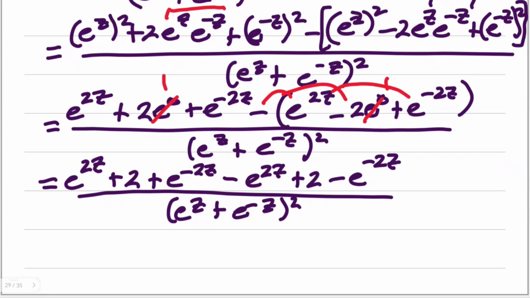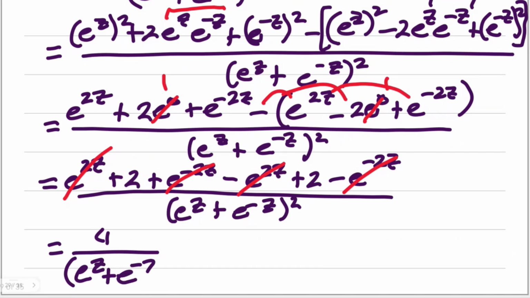This time, let's try to look at the terms of the numerator. We have here the positive e to the power of 2z and the negative of that. So basically, that's actually 0. Here, and the opposite of that as well. So you will have also 0. So we will have 2 plus 2. Okay? So you will have here 4 over your denominator still as it is.